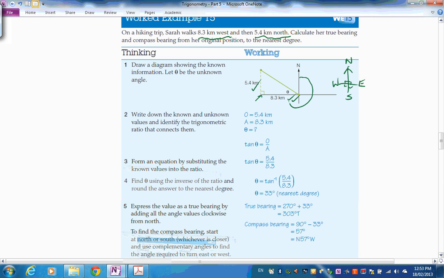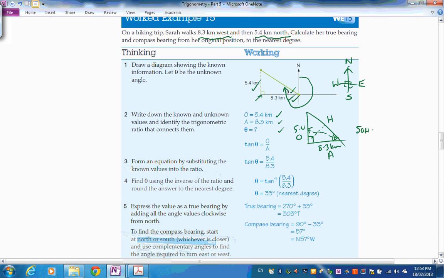True bearing is right around here, so we must go off and find theta. Let's draw the diagram. So that's theta, 8.3k, 5.4. Go to the angle, look out, that's the opposite. Go to the 90, that's the hypotenuse. So the last one is the adjacent. What have we got? Got opposite, the adjacent, don't know theta.